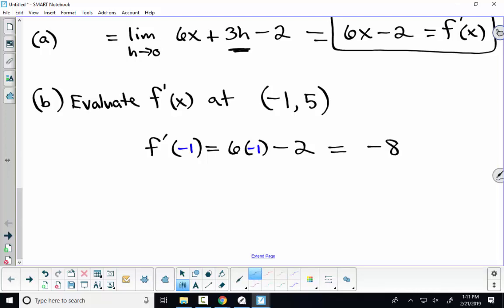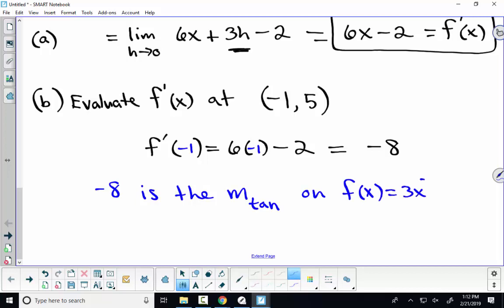So what does -8 represent? The slope of the tangent line. -8 is the slope of the tangent line on the function 3x squared minus 2x at the specific point -1, 5. In other words, another way to think about that is if I wanted to know how steep that function is at this particular location, I can measure the steepness as -8.